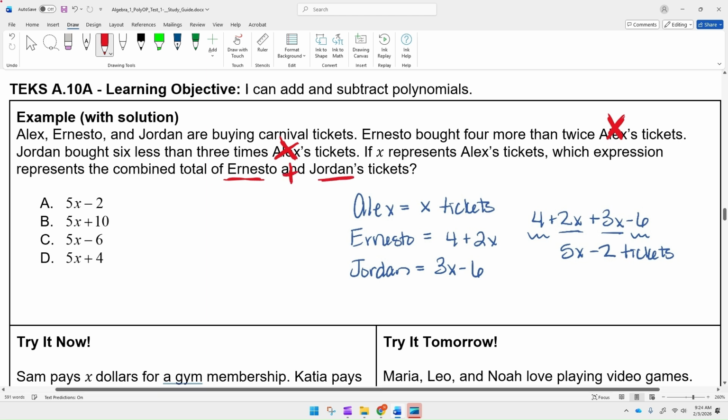When we have the word combine, that means to add. Okay, does that make sense?